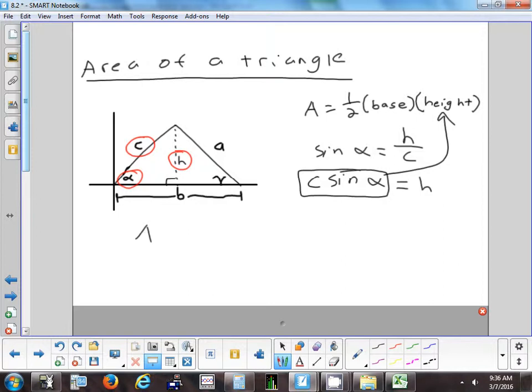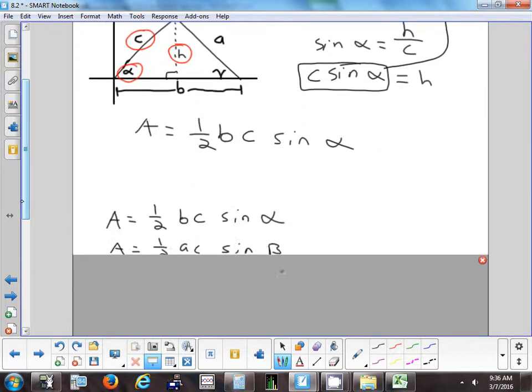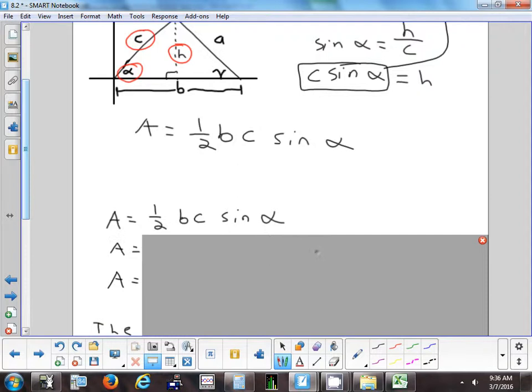So the area is 1/2 the base times the height. But don't write H for height, write C sine alpha. And that's it. That's the formula for the area of a triangle: 1/2 BC sine alpha. And now there are 3 versions of it, kind of like the law of cosines, just switching around our letters. So I had B, I had C, and the angle between B and C.